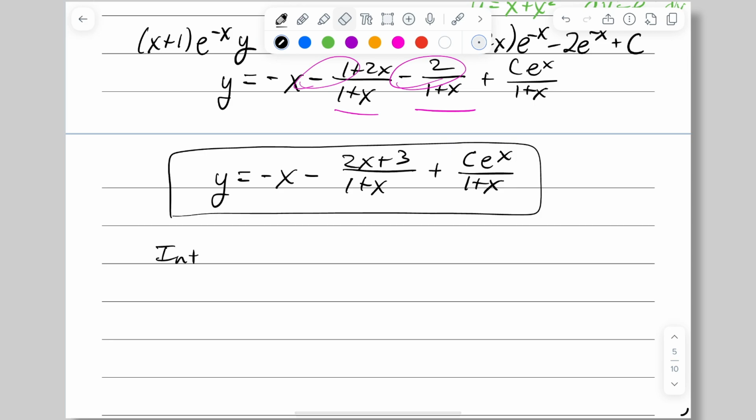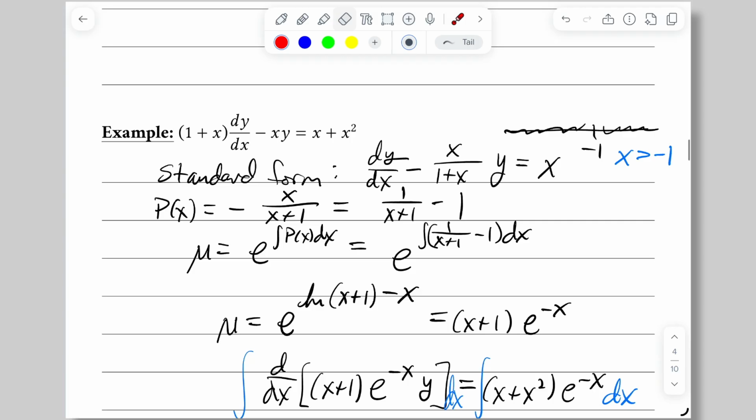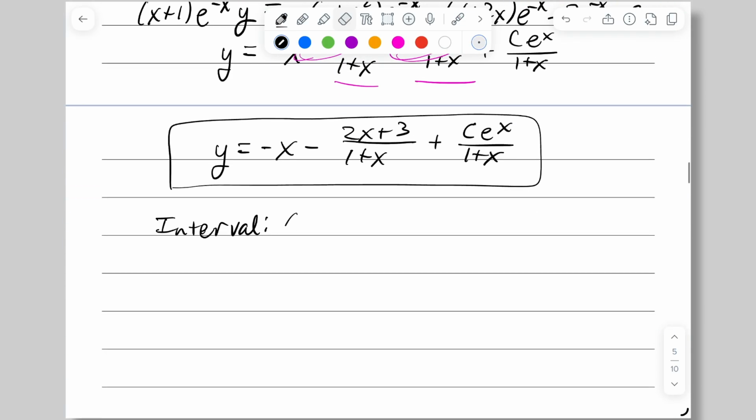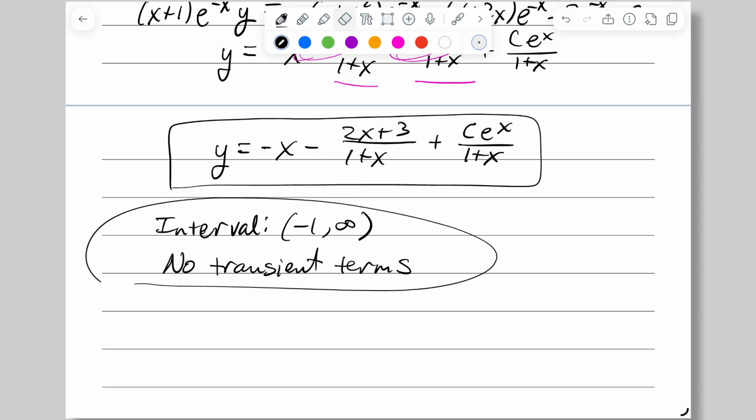As far as an interval of solution, as we discussed above, I'm going to identify the interval x greater than -1. You could, if you wanted to, just say it was x is less than -1, but I'll go with the interval from -1 to infinity. Unless we have other information, it's arbitrary. And in this case, there aren't any terms that would go to 0 as x goes to infinity, so there are no transient terms.